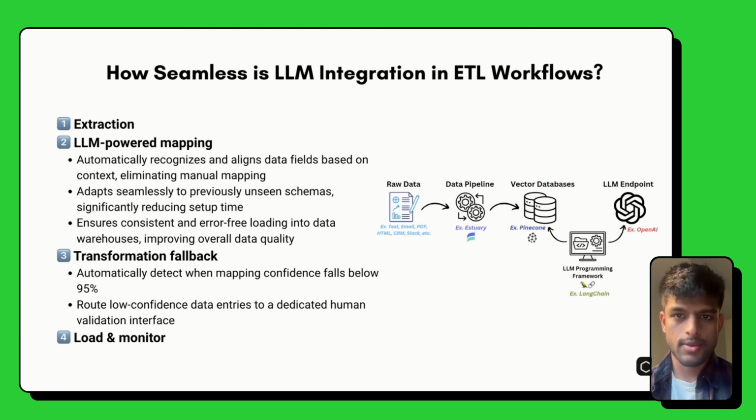Third is validation. If the model's confidence dips below a set threshold, let's say 95%, data is sent simply to a human validation interface, and this creates a self-improving feedback loop. Finally, you load your trusted data into your warehouse, with Airflow continuously monitoring accuracy. This makes the entire ETL process adaptive, reliable, and highly automated.